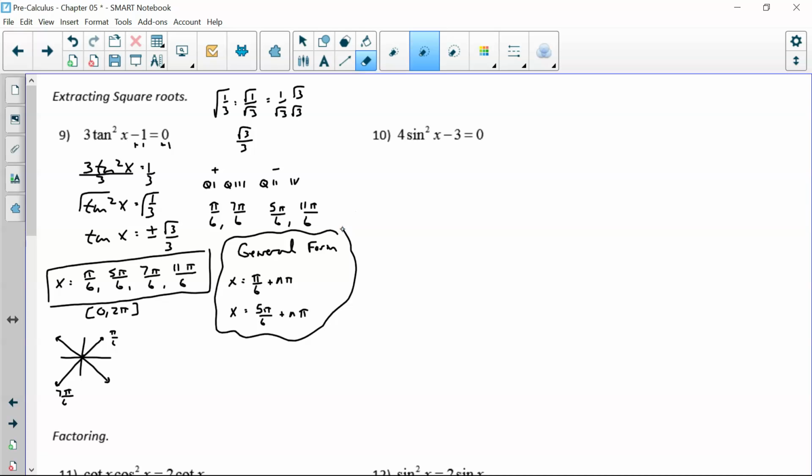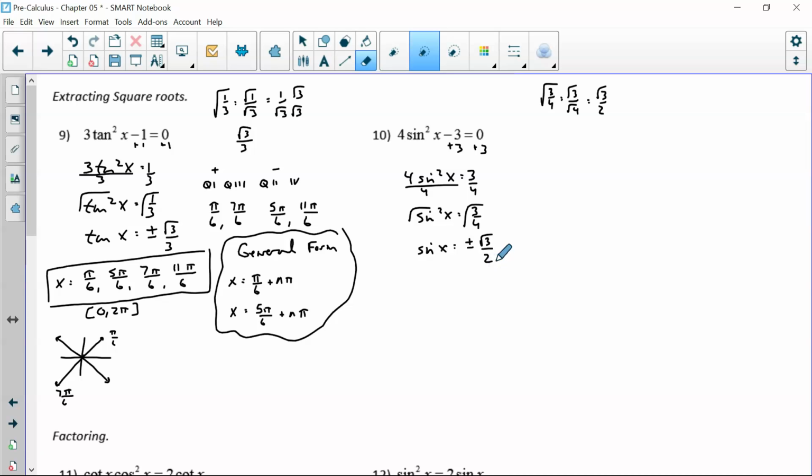Problem number 10. We're going to isolate that sine squared. So we're going to add 3 to both sides. So we get 4 sine squared x equals 3. Divide both sides by 4. Sine squared x equals 3/4. And take the square root of both sides. So sine of x equals, don't forget, two solutions, plus or minus. And the square root of 3/4 is the square root of 3 over the square root of 4, which is the square root of 3 over 2. So you get plus or minus root 3 over 2.